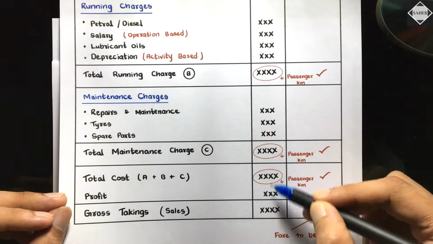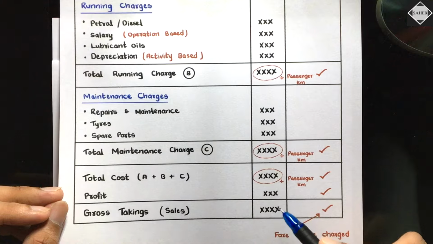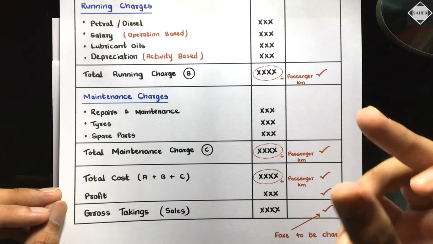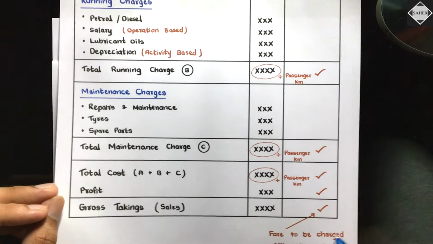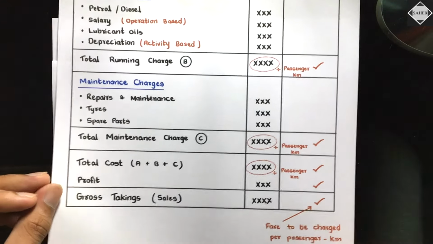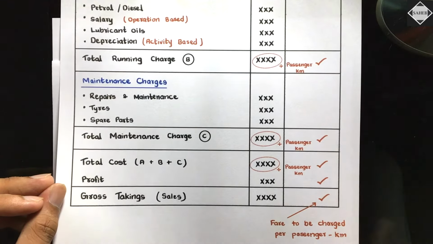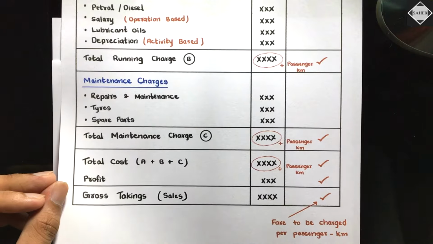If we add profit and cost, what we will get? We will get the sales. If we divide the sales by passenger kilometer, what are we going to get? We are going to get fare to be charged per passenger kilometer. Is it clear? This is the whole idea regarding this operating cost sheet.